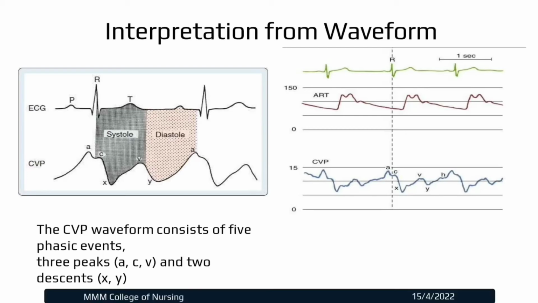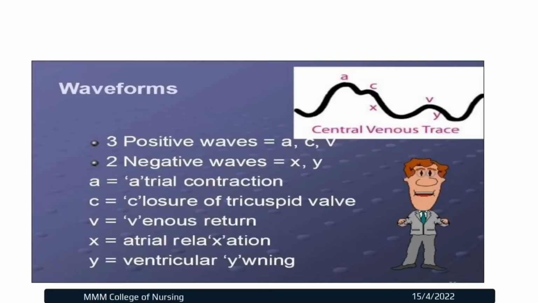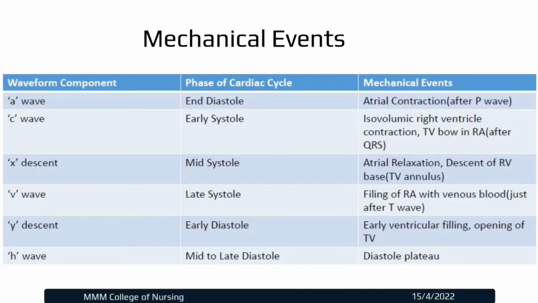The central venous pressure waveform consists of 5 basic events: 3 peaks, that is A, C, V, and 2 descents, X and Y. What are the A, C, V peaks? A means atrial contraction, C is the closure of the tricuspid valve, and V is venous return. And what are the descents X and Y? The X is atrial relaxation and Y is ventricular filling.